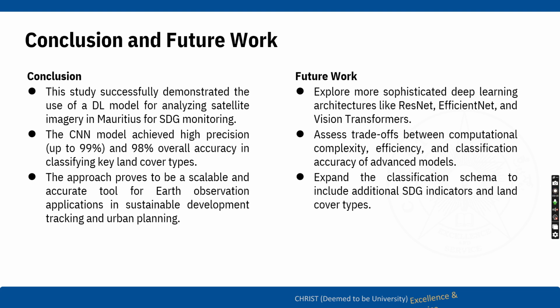Later on, in future we plan to compare with other established bigger dataset models like ResNet, EfficientNet, or Vision Transformers. We could compare the performance with our proposed model, and also assess the trade-off in terms of computational complexity, efficiency, and the time it takes to classify. Further, we plan to expand the classification to many more categories, not just 4, to cover more of those 17 SDG indicators and also identify much more in terms of land cover.